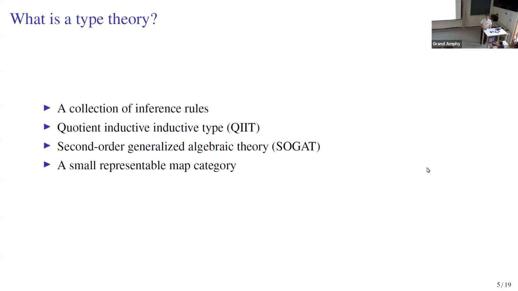Okay, so let's start with a sort of useless or maybe deep question. What is a type theory?